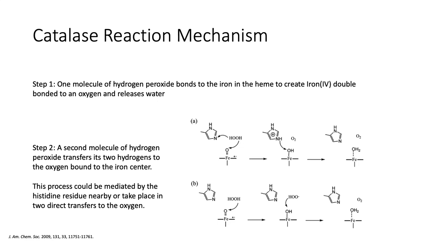You release the oxygen, then this hydrogen comes back in and you form your water. Or you can kind of ignore this histidine and do 2 hydrogen transfers onto this oxygen bound to the iron, and then you make your water and your oxygen.